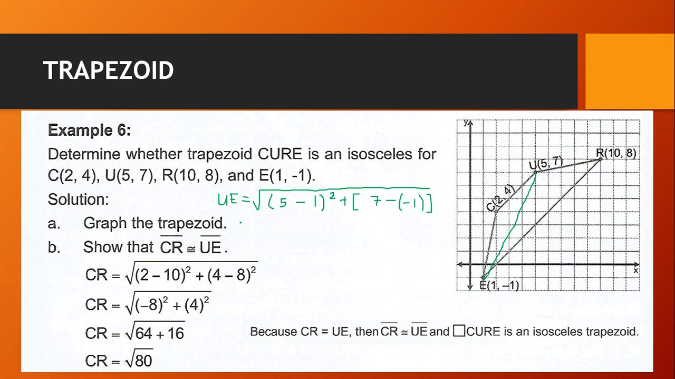Okay, so that's equals, 5 minus 1, that's 4, no? So the square root of 4, squared, then plus, 7 minus negative 1. If you're going to use the calculator, mahimo na siyang 8.